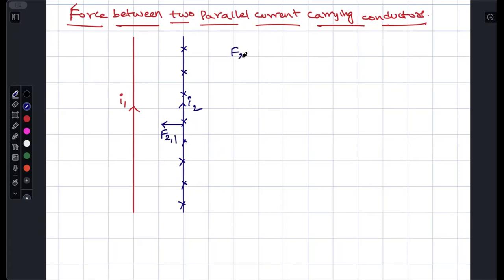Now force is mu naught by 2 pi. Let this be separated by d distance. I1 by d. This is B. What is the formula for force experienced by a current? BIL, correct. I2 L. L stands for the length of the wire, or whatever the length, it is length. But in general, we won't use this terminology.